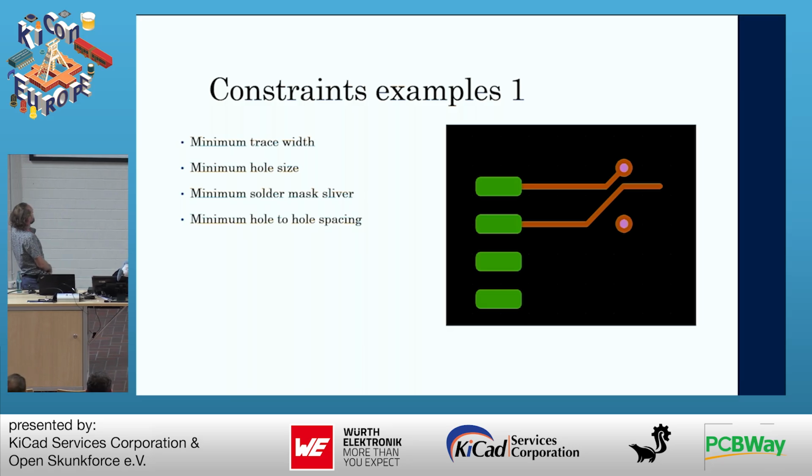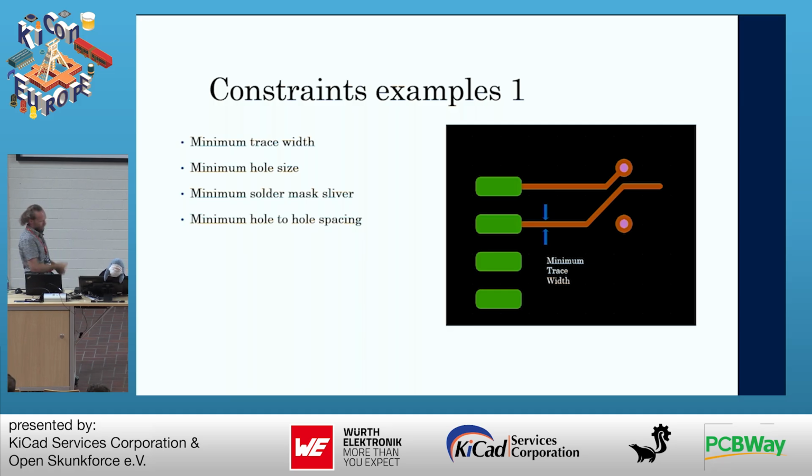So let's take a few examples here, just in order to make completely sure that you understand what constraints are. We already talked about minimum trace width. So how wide can a trace be? And if you make a trace that is smaller than that, you will get a constraint violation. That would be one example. We have a minimum hole size. That's a constraint that you usually have in your design.